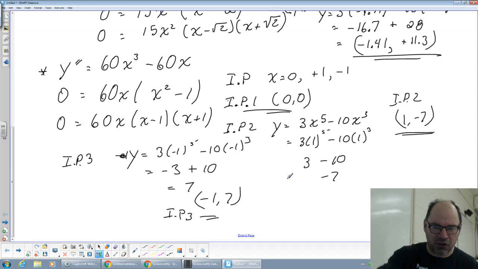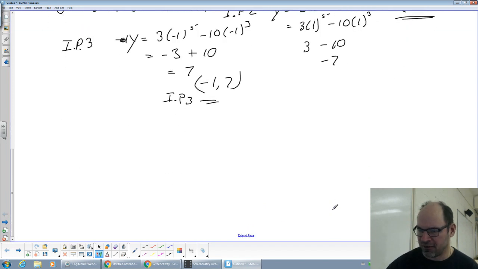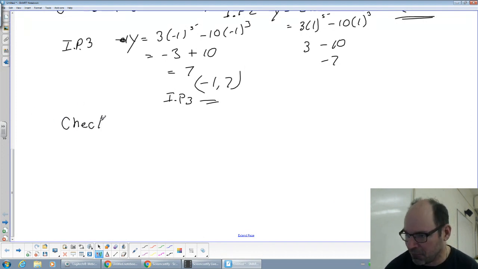Now, in order to draw the graph, we'll want to know what the concavity is. So let's do the concavity test just to help us out, and then we'll sketch the graph. Sometimes you don't need to check the concavity, but I'm going to, because this one has lots of inflection points.